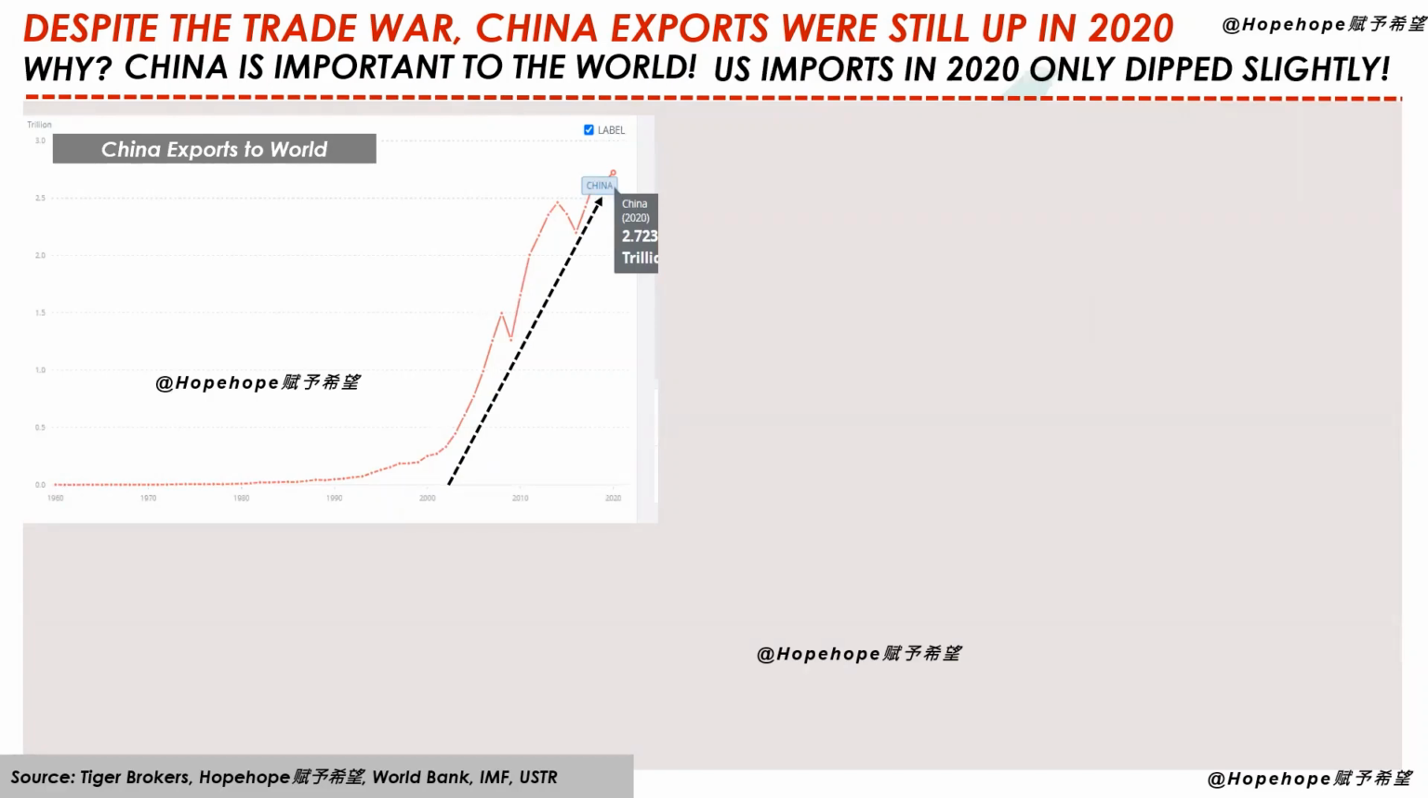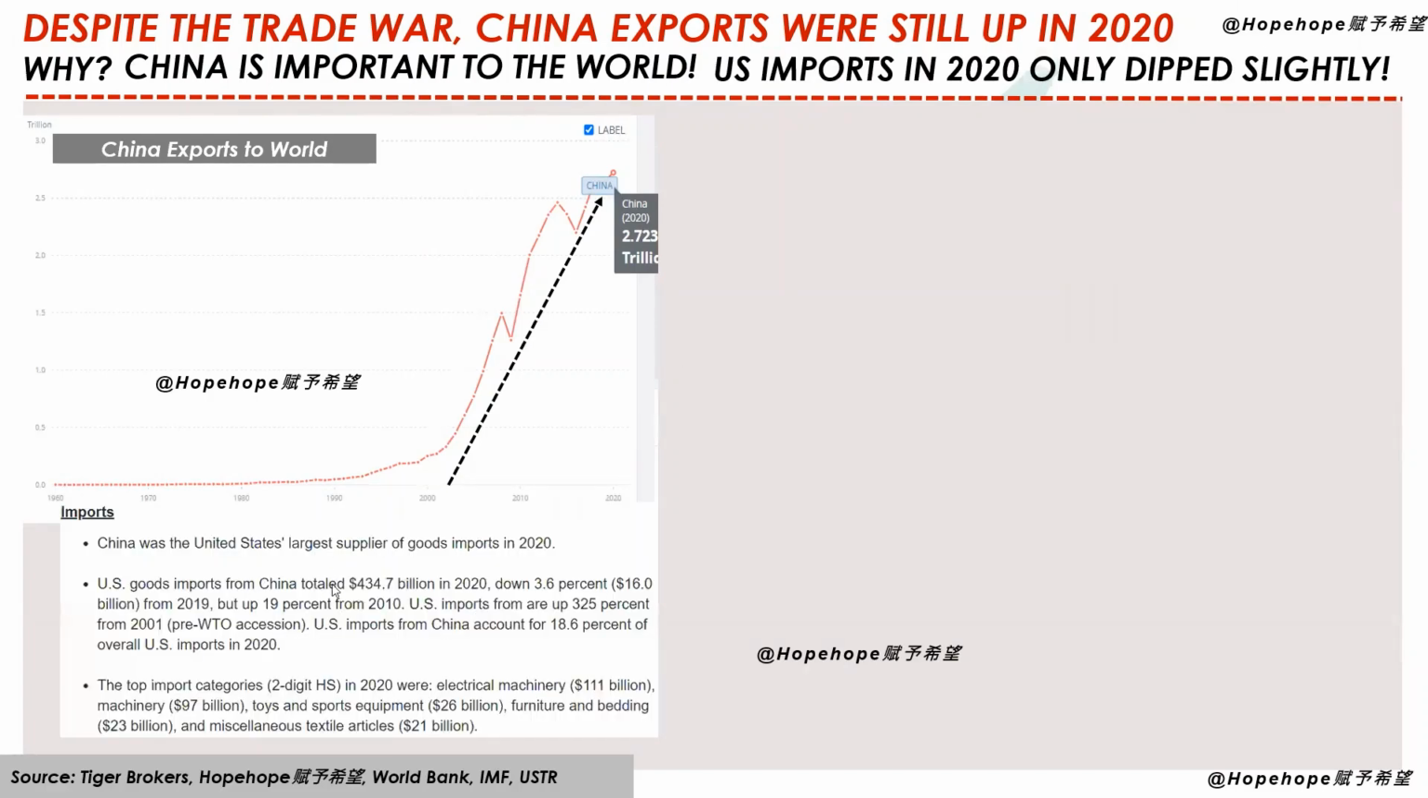US imports in 2020 only dipped slightly. US goods imports from China totaled 434.7 billion in 2020, only down 3.6% from 2019. But over the last 10-11 years, it's up 19%.